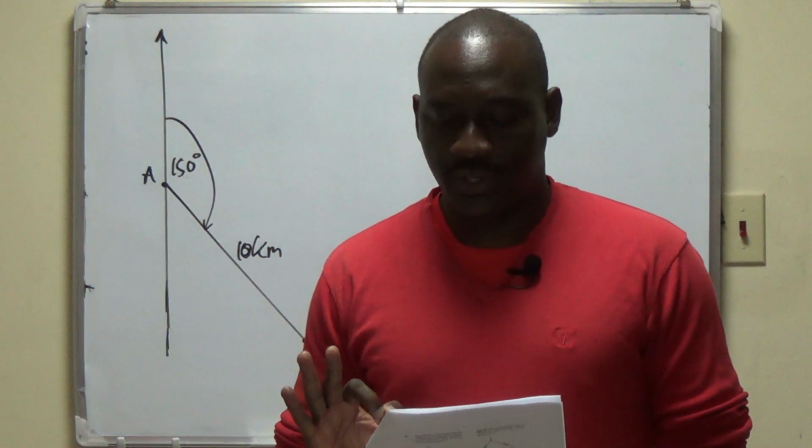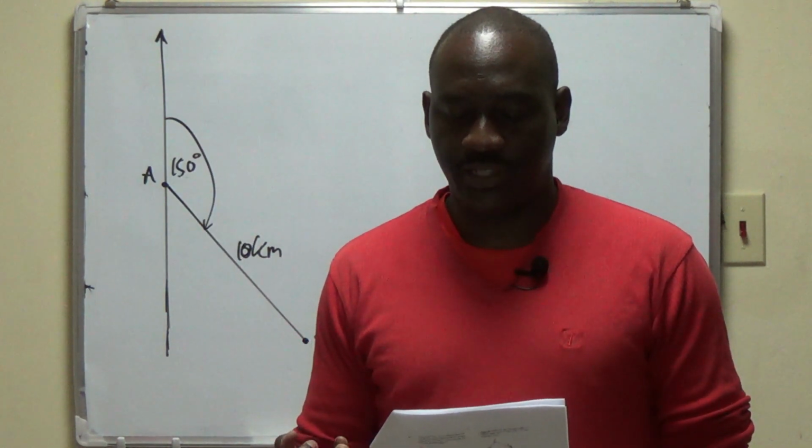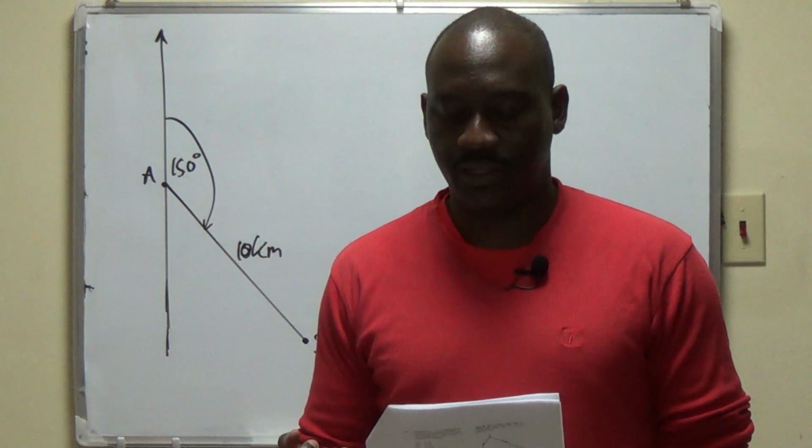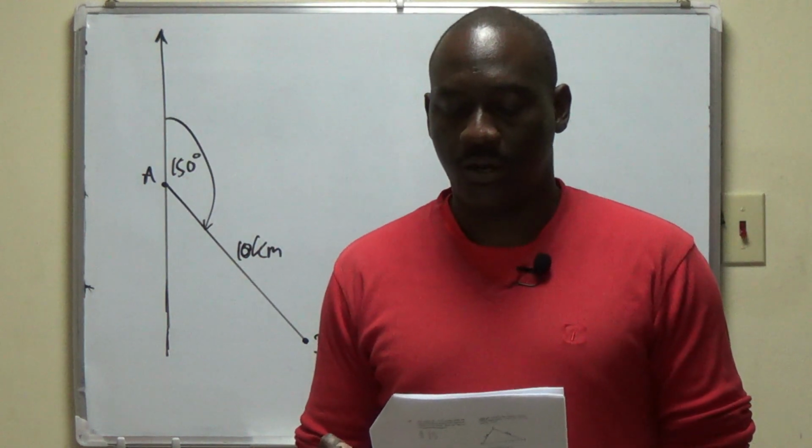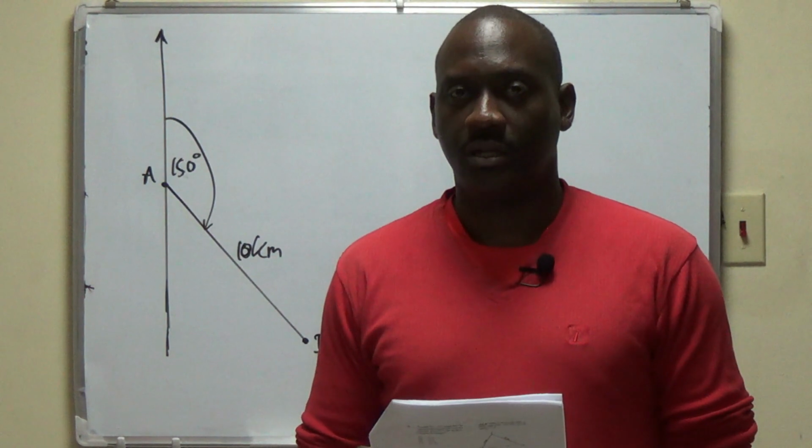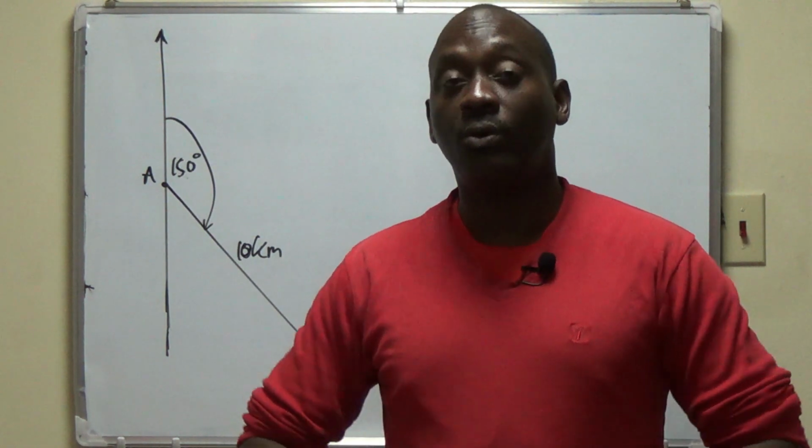A plane travels from point A on a bearing of 150 degrees to point B, 10 kilometers from A. How far east of A is B?